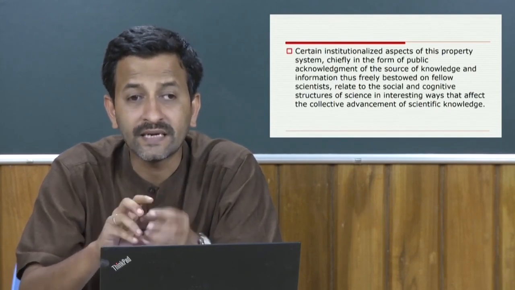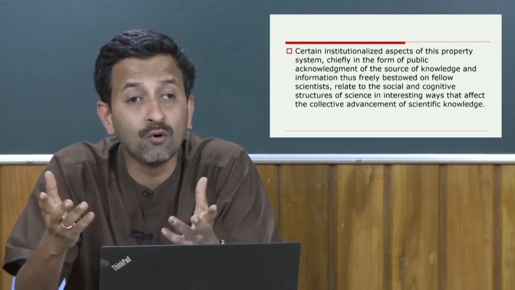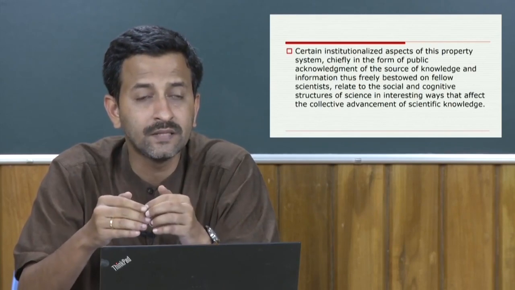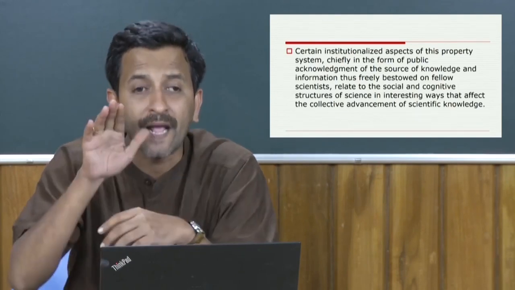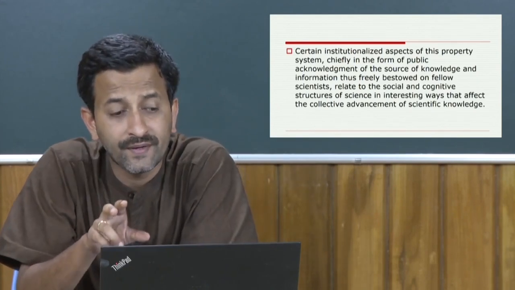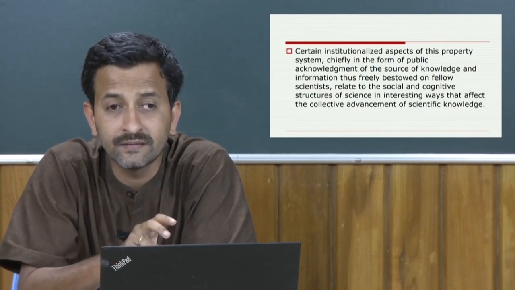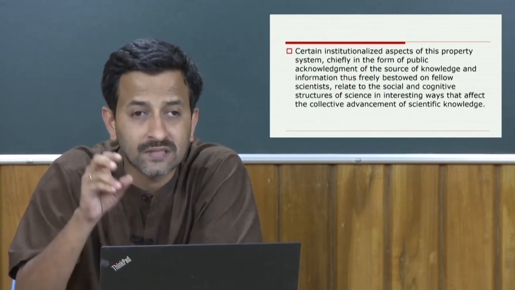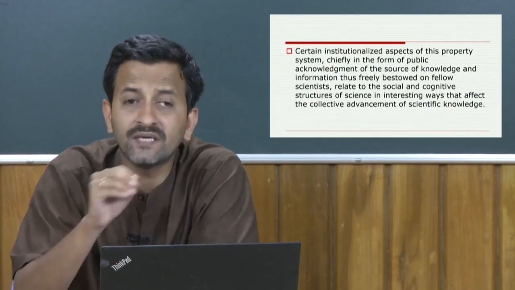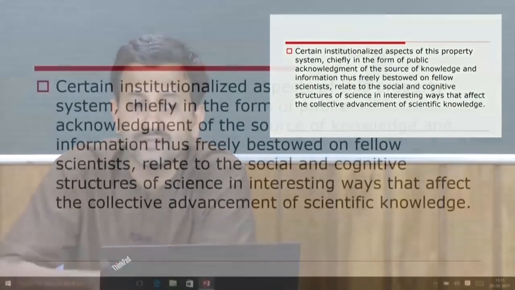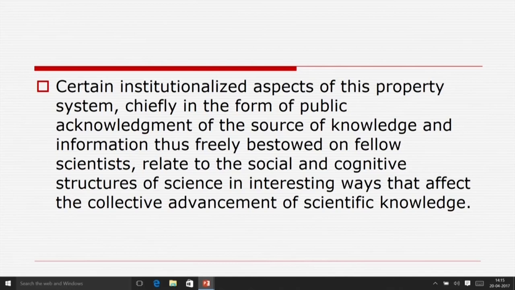Social and cognitive, they are interrelated. Cognition means ways to know. Now, the cognitive structure of science must be socially, politically, economically, culturally, institutionally, ideologically, legally, ethically embedded. Now, if intellectual property in science, such institutionalized aspects of such property system in a more capitalistic sense, chiefly in the form of public acknowledgement of the source of knowledge and information, which is freely bestowed on fellow scientists, relate to these two structures of science, namely social on the one hand and cognitive on the other, in interesting ways that affect the collective advancement of scientific knowledge.